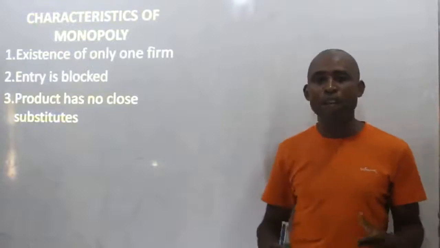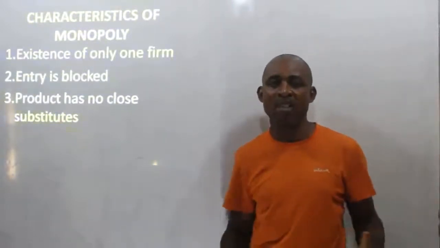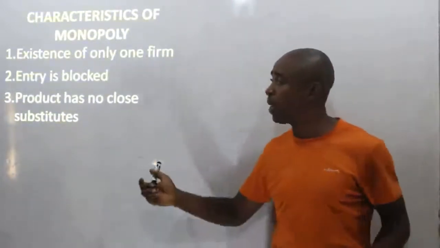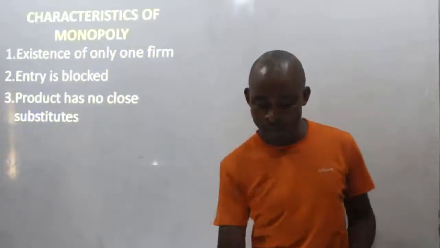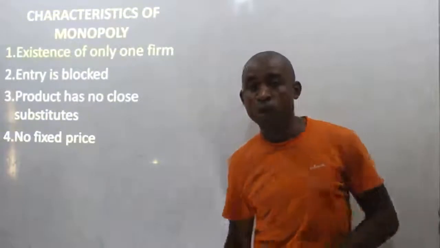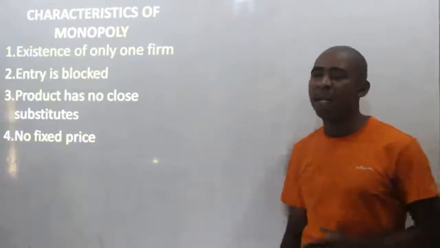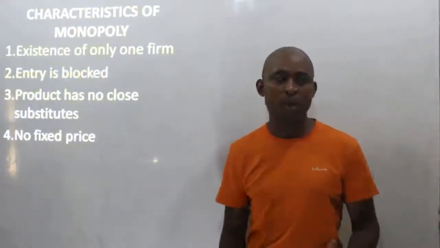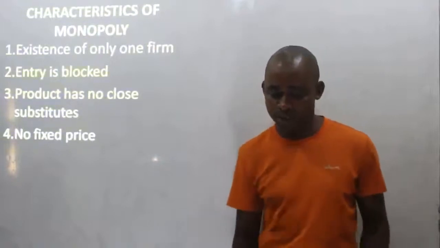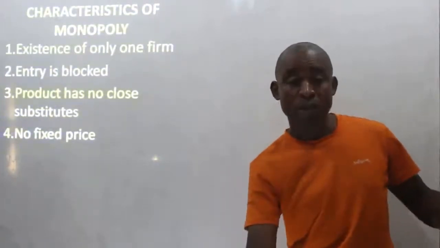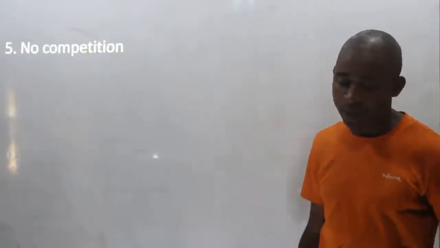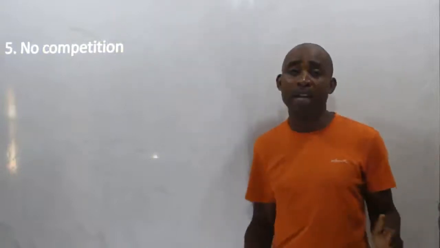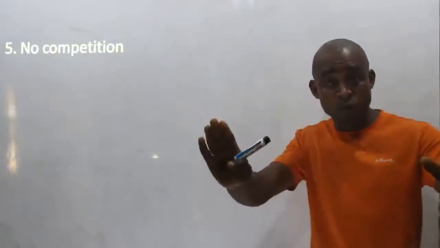Then, the product in this market has no close substitute. Hence, there is no competition. So in this market, there is no close substitute for the products of the firm. There is no fixed price in this market. We'll discuss that as we get along. The price is not fixed, unlike perfect competition where the price is fixed, given by the forces of demand and supply. Here there is no competition. Like I said, only one firm exists, so there is no competition.